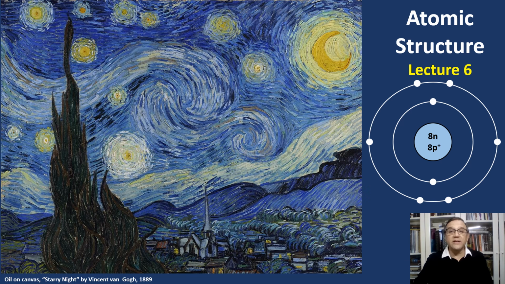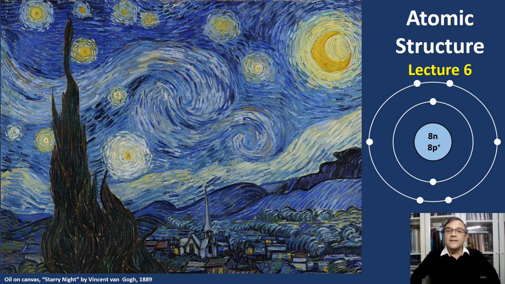Atoms are incredibly small, so small that even with an electron microscope we can only see faint outlines in direct images of atoms. Despite their size, atoms are made up of even smaller particles: protons, neutrons, and electrons. These subatomic particles play essential roles in the structure and behavior of atoms.